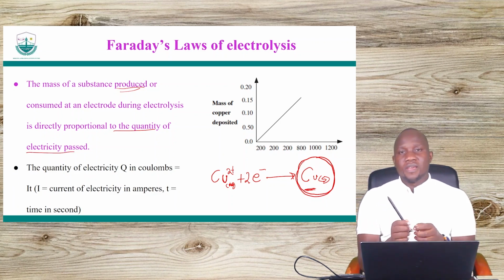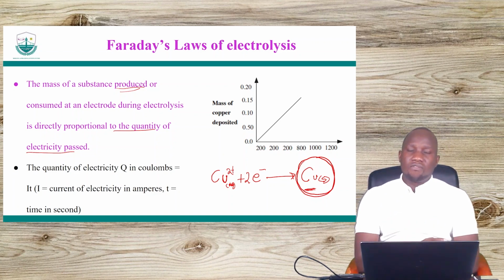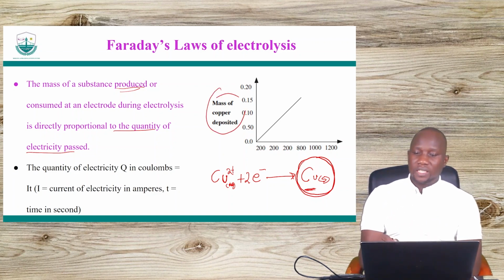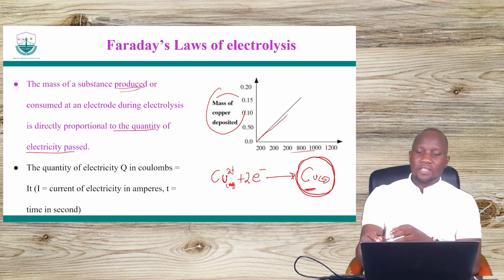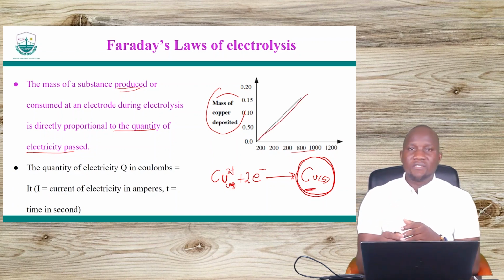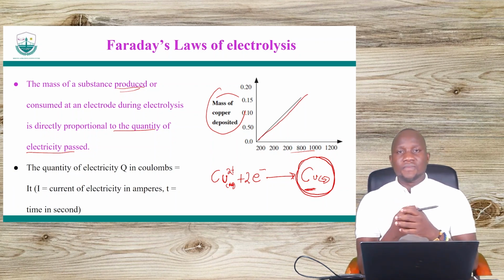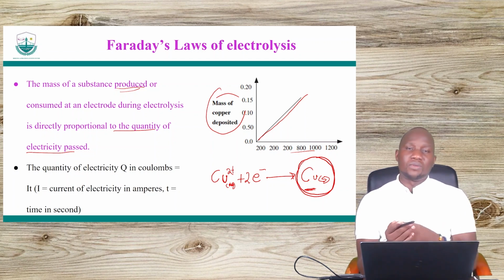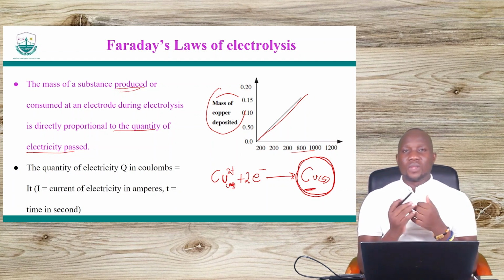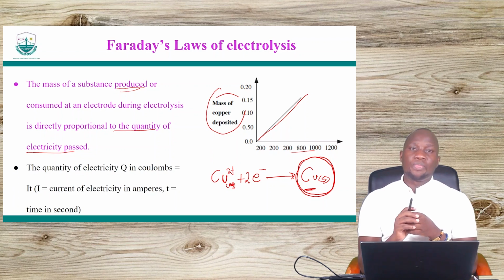Therefore, if you plot a graph of the amount of copper deposited versus the amount of electricity here, you will have a straight line, just like this one. When you have a straight line like that in a graph, it means the two quantities are directly proportional. So that means when you increase electricity, you increase the amount being deposited. That's what it means. So that is Faraday's first law of electrolysis.